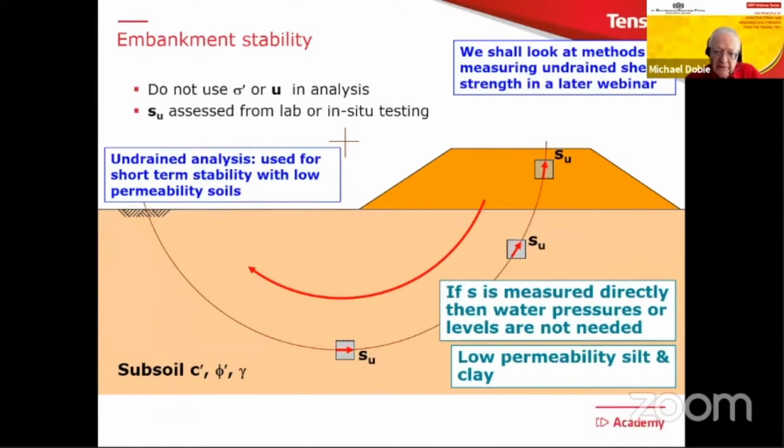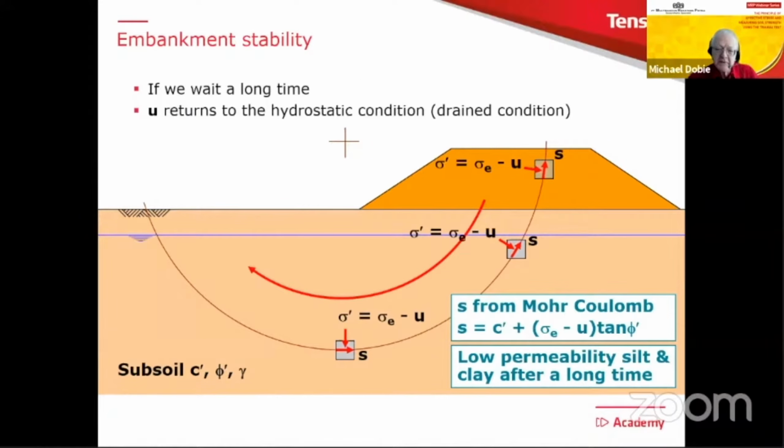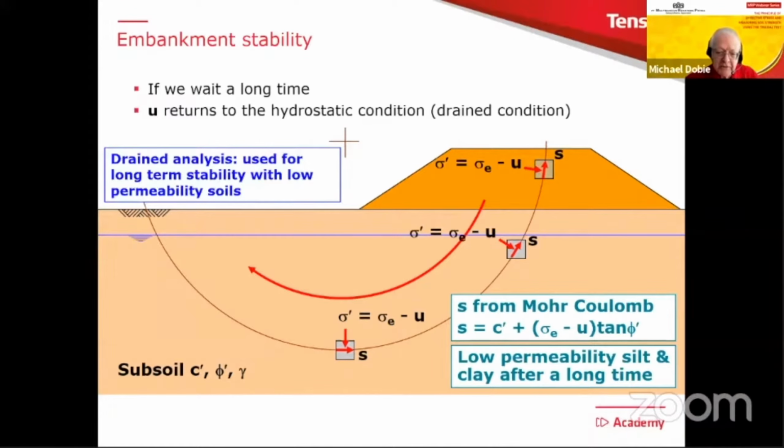Now, I mentioned earlier on that we're going to look at methods of measuring undrained shear strength in a later webinar, so we will do that later on. But also we can look at long-term conditions. So if we wait a very long time for all the excess pore pressures to dissipate, then we can go back to assuming the hydrostatic condition as we had for the permeable soils, and we can do our analysis again using the Mohr-Coulomb equation and taking into account the pore water pressure. So the drained analysis is possible, but it's going to be in the long term generally for low permeability soils.